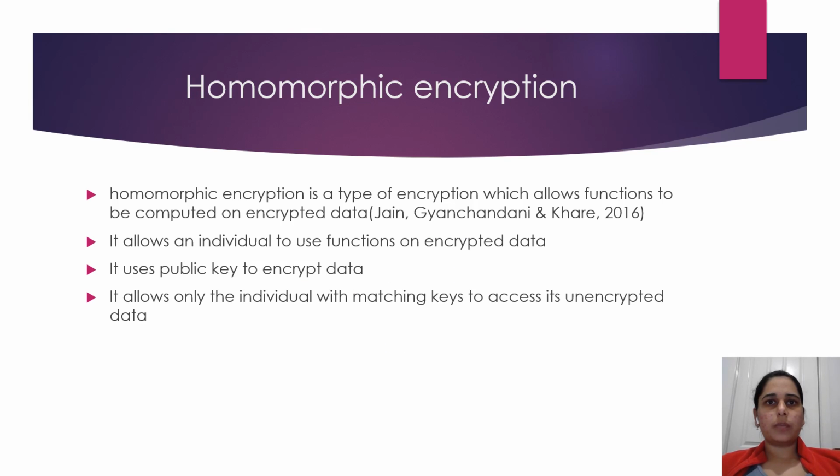Next is homomorphic encryption. Homomorphic encryption is a technique of encryption that allows any data to stay encrypted while it is being processed and changed. It allows one to use functions on encrypted data without needing to show the values of the data. A homomorphic cryptosystem is just like other forms of public encryption in that it uses a public key to encrypt data and allows only the individual with the matching private key to access its unencrypted data. However, what separates it from other forms of encryption is that it uses an algebraic system to allow one to perform a variety of computations on the encrypted data.